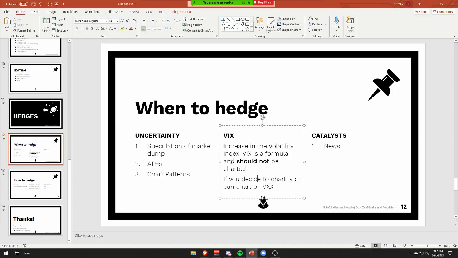Just know that VIX is a formula and should not be charted. If you decide to chart, use VXX. And of course, catalysts: we have news. Remember when Trump was still president, he would say the market is at an all-time high, right? When he said that, the market was red the next day.